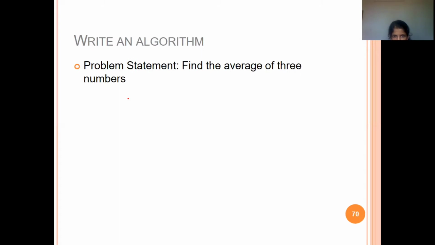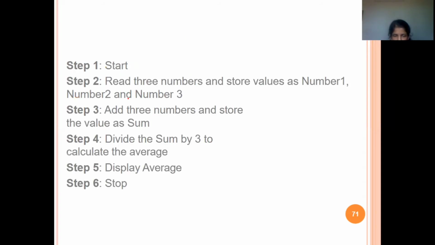And similarly, when you consider this average of three numbers, here you can have the three input numbers and you have the output as the average. And intermediate data you need to have is the sum and the constant value 3, in order to find the average. And you have to perform the average here. So the algorithm can be written like this.